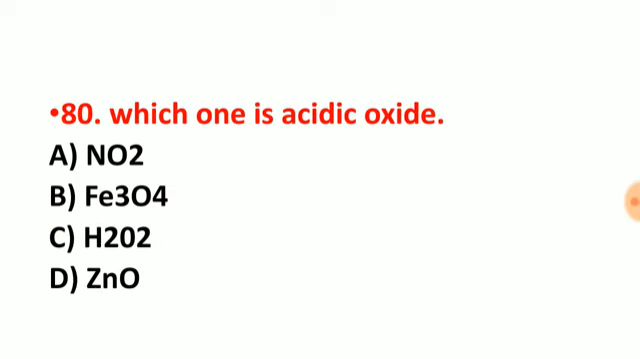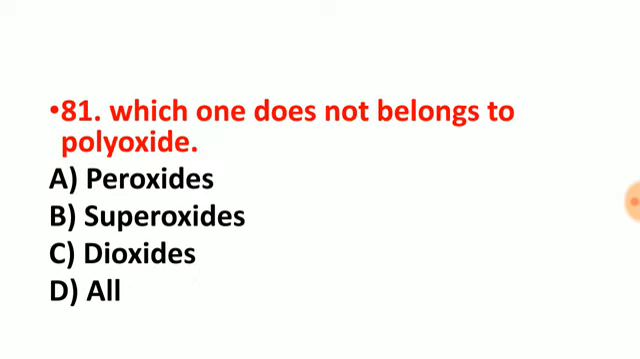Question number 80. Which one is an acidic oxide? NO2 is known as an acidic oxide. Which one does not belong to polyoxides? Peroxide, superoxide, and peroxide, superoxide, dioxide. These are all polyoxides.